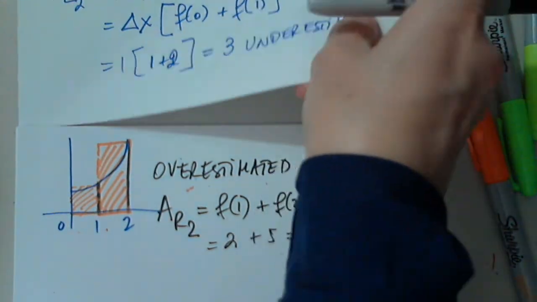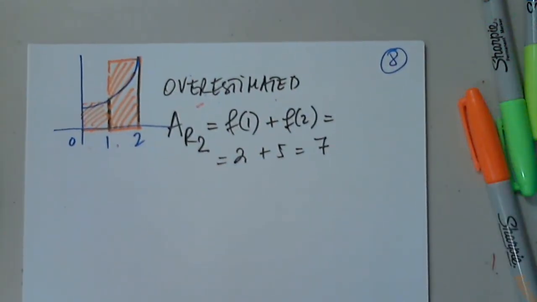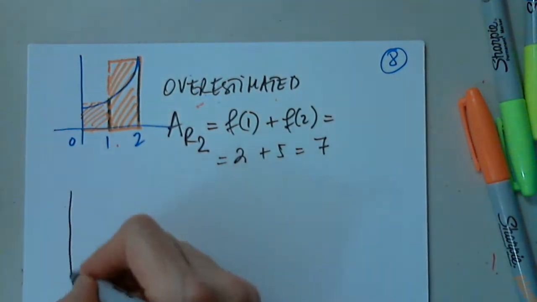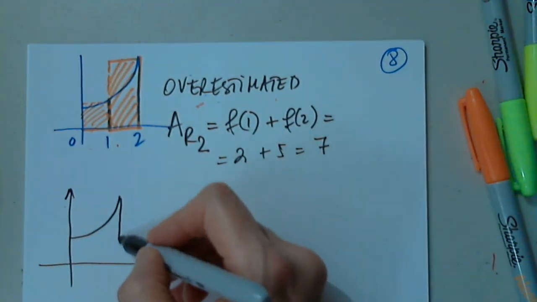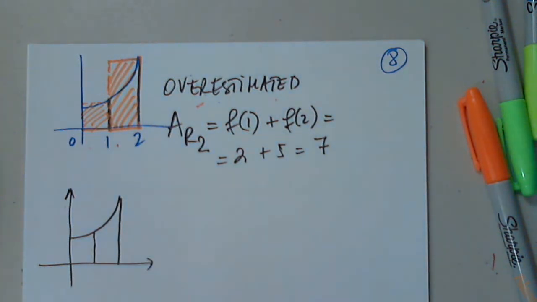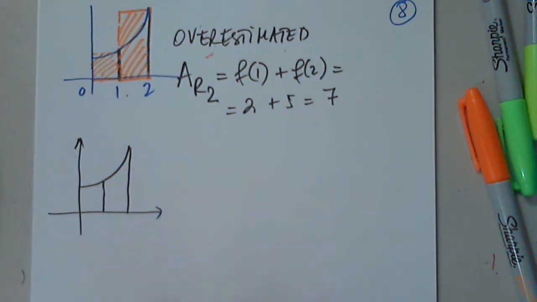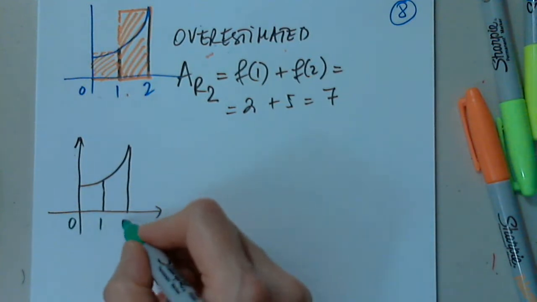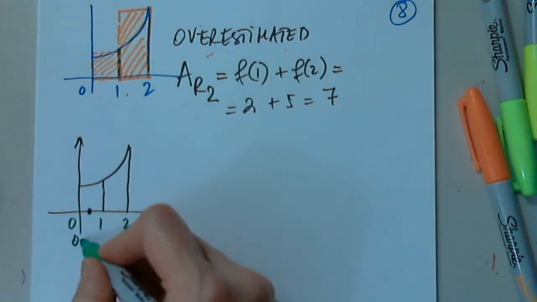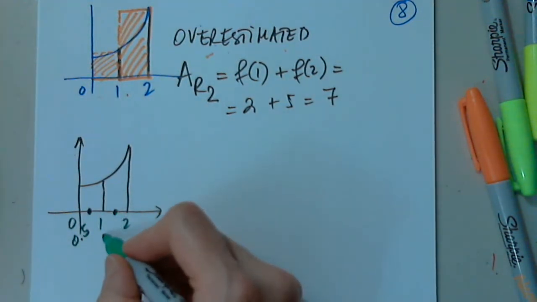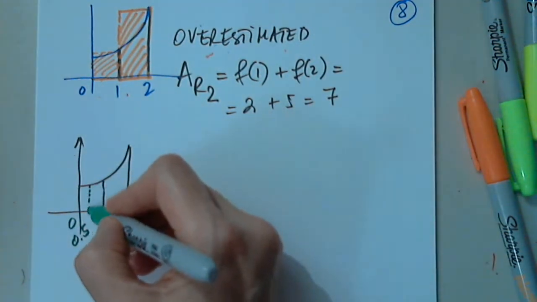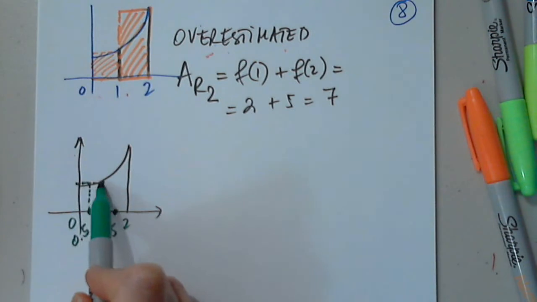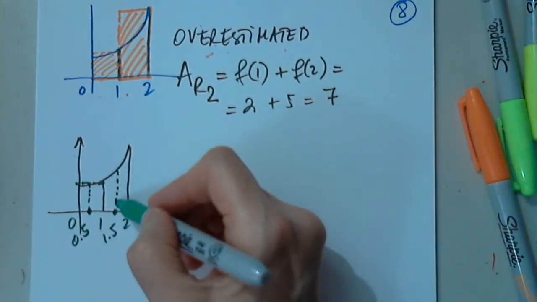Now let's illustrate the midpoint. Same one, same graph, of course, everything the same. The midpoint. Now careful. 0, 1, 2, 0.5, 1.5. Height. Height.